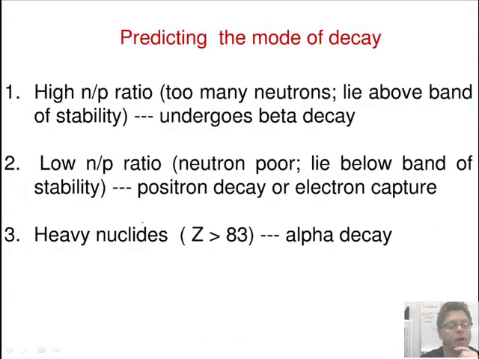Now, predicting the mode of decay: if you've got a high N over P, it goes beta decay. Low N over P, it goes through positron decay or electron capture. And if you're above 83, it tends to go through alpha decay. And these are general properties.